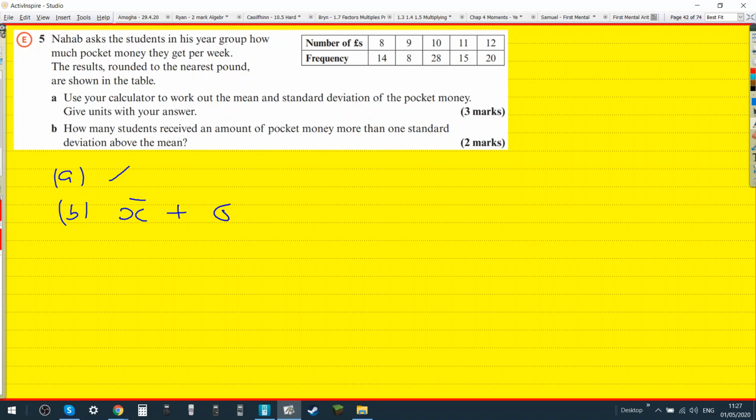20. It is 20, and the number of pounds, yeah, it's about 20. X bar plus standard deviation is £11.50. And so how many got more than that? So it's approximately 20 kids. Yeah, that's it.